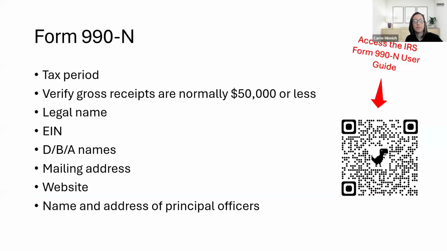Real quick, for those smaller organizations that are able to file Form 990N, this is a very simple form, called a postcard, that is filed with the IRS. It basically asks for your tax period. You have to check a box that your gross receipts are normally $50,000 or less, and provide basic information about your organization: your name, DBA, mailing address, EIN, and so forth. So it is a very simple form to file. For those smaller organizations that have less than $50,000 in gross receipts, the IRS has made it a little bit easier, so you can file just the simple form.